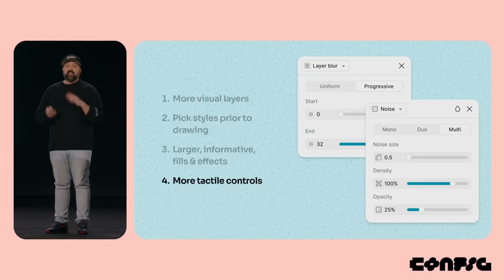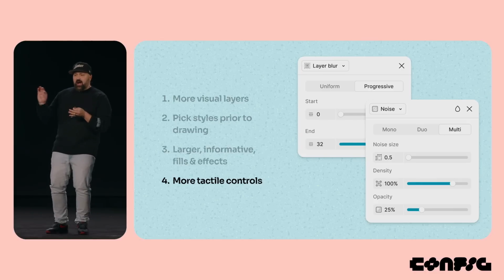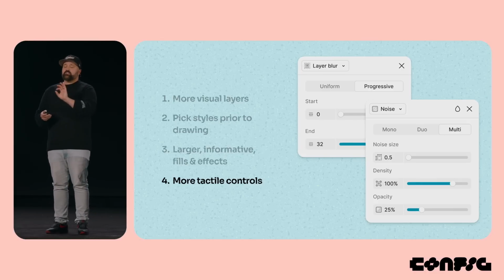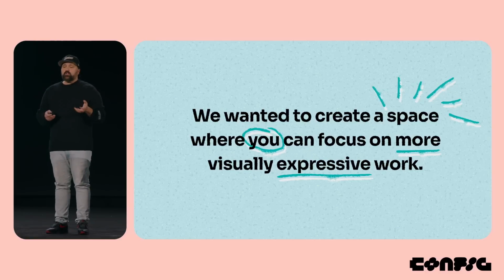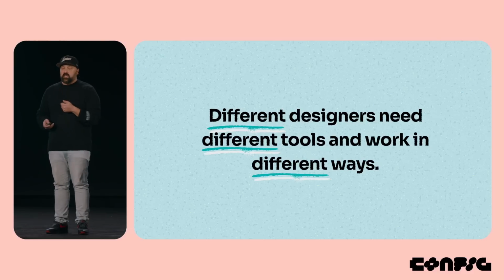And wherever we could, we added sliders. I blame myself, maybe another designer, Joel, but I'm calling them vibe sliders to give you more tactile control, to let you slide a little bit, you know? Feel the vibe, and then it's like, yeah, that's just right. We wanted to create a space where you can focus in on expressive work without overcomplicating Figma Design.